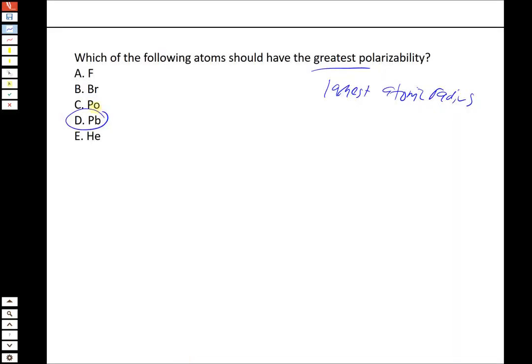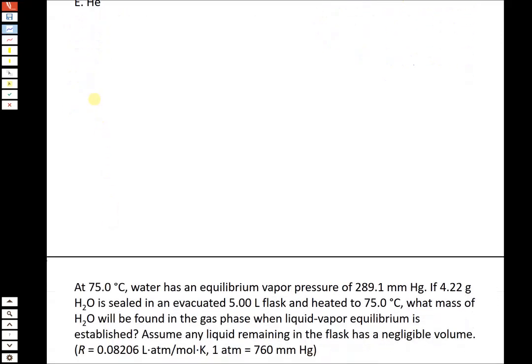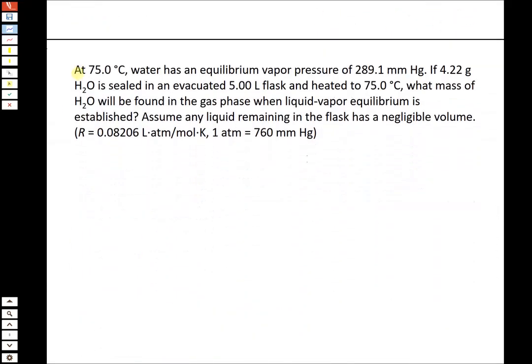Alright, so even though this sounds like a totally new concept, it really just comes down to atomic radius when we're talking about the polarizability of a single atom. For molecules, it's a little bit more complicated. It mainly deals with how many electrons or the molar mass of the molecule, but also a little bit of the shape. So polarizability for molecules is a slightly different comparison, but for a single atom, it just comes down to atomic radius.